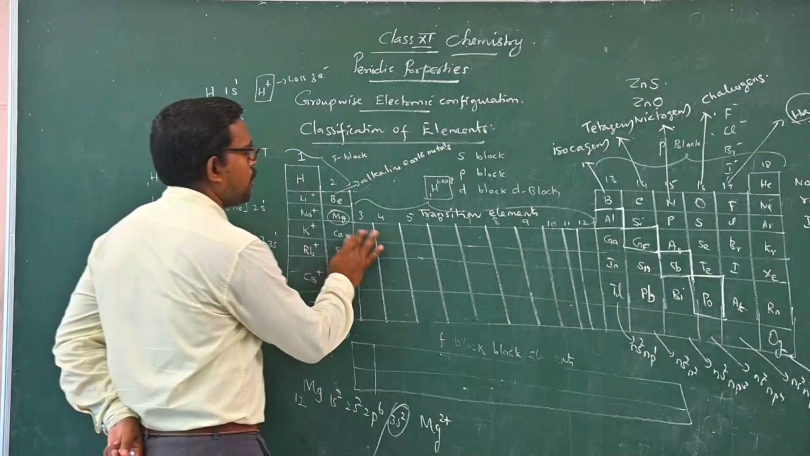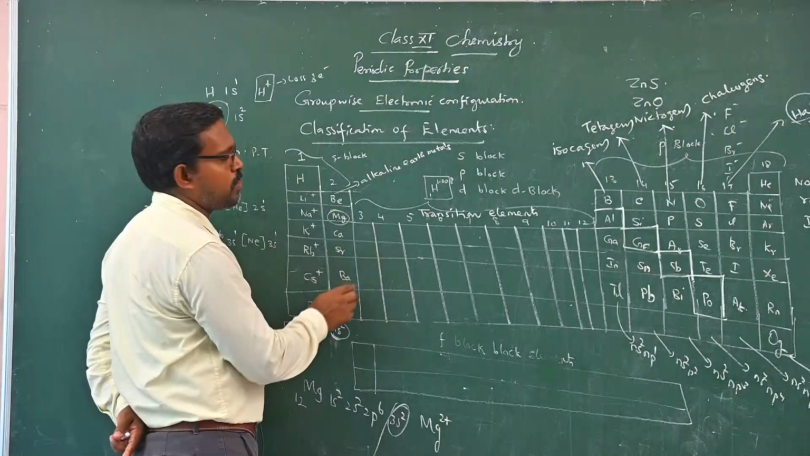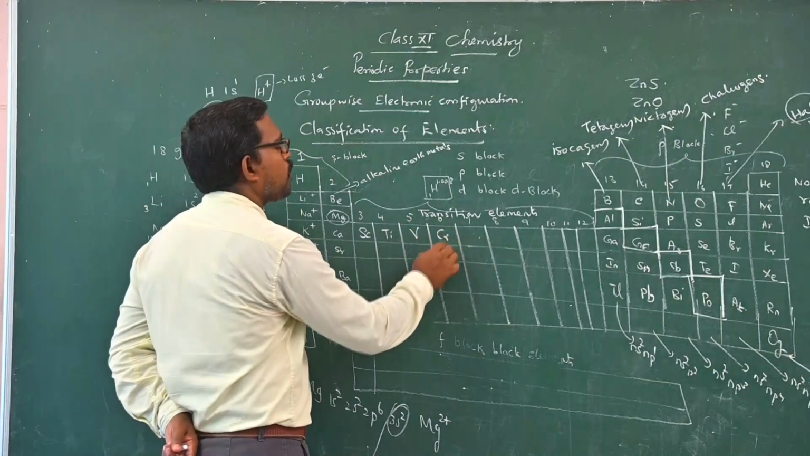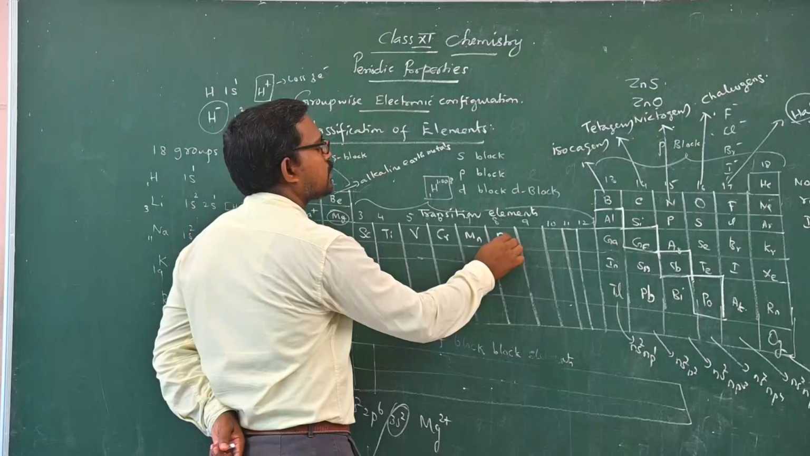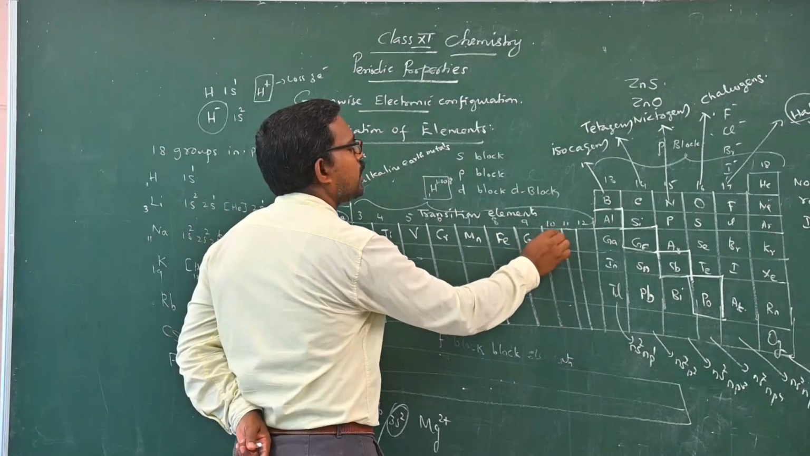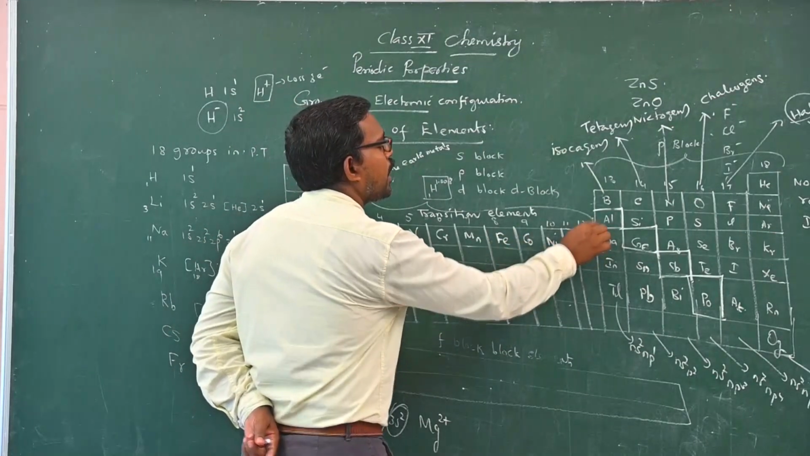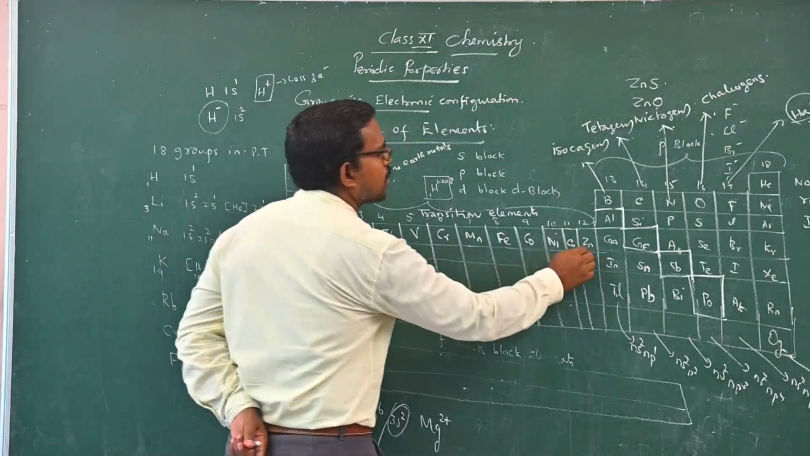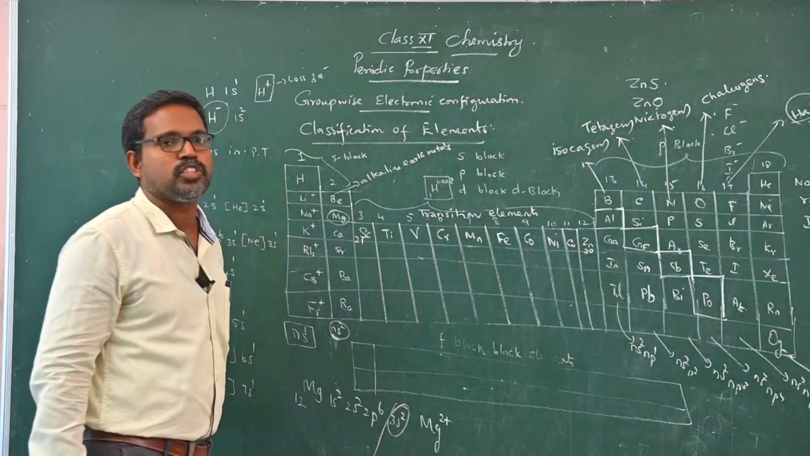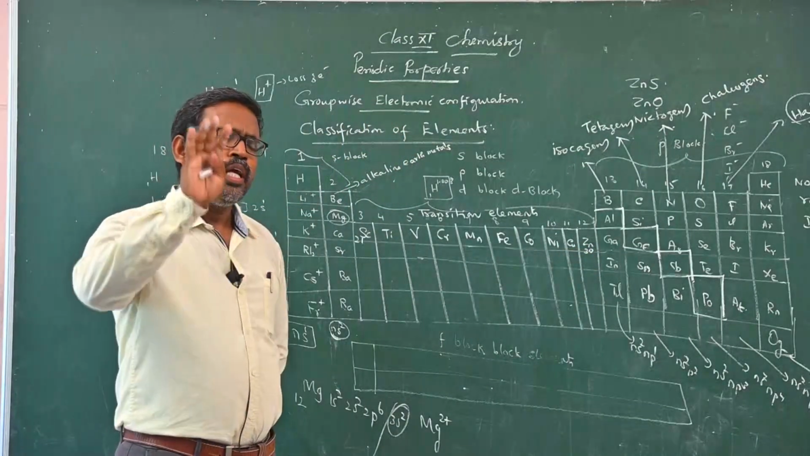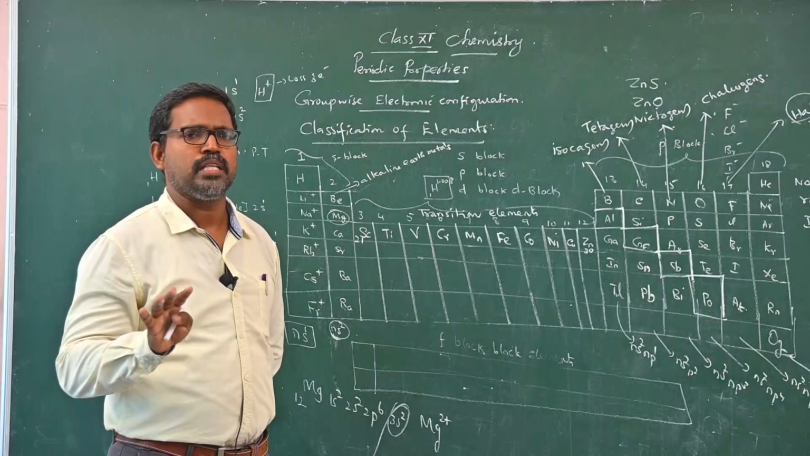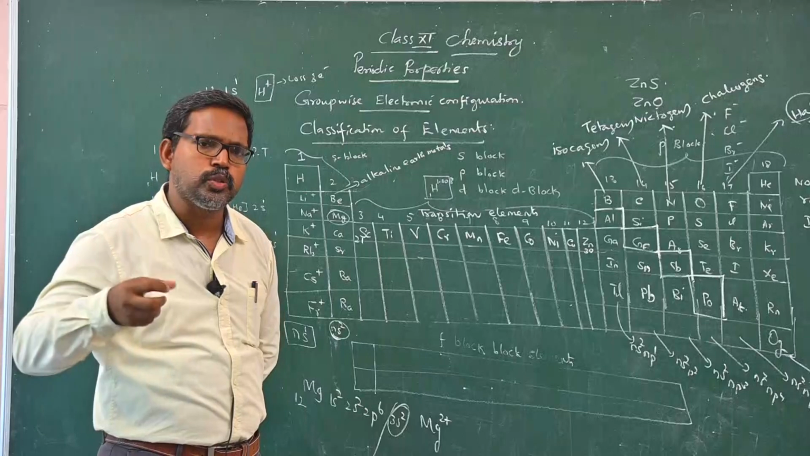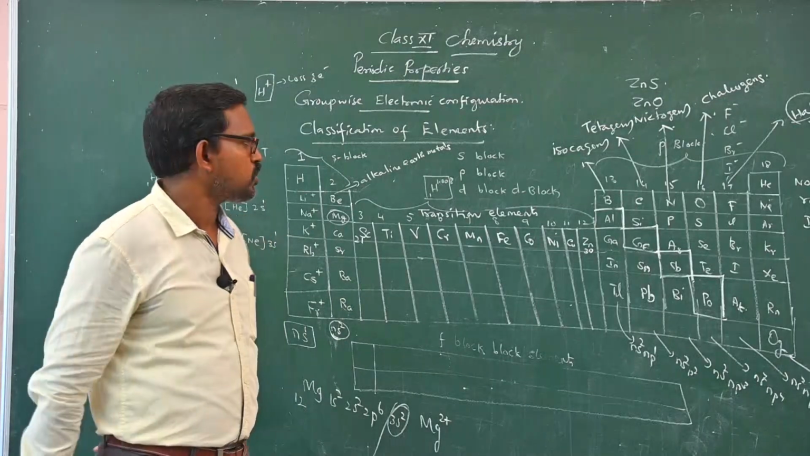First of all, the first transition series. Look at this: scandium, titanium, vanadium, chromium, manganese, iron, cobalt, nickel, copper and zinc. Atomic number 21 to atomic number 30. These are the first transition elements. In these transition elements, the electrons gradually enter the d orbitals.